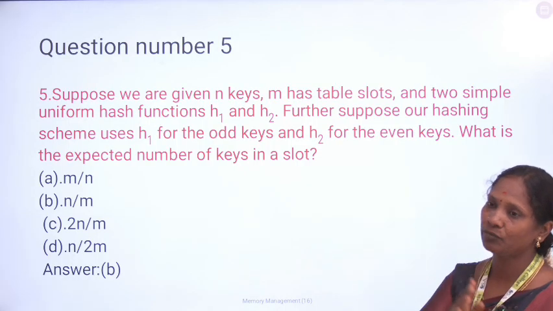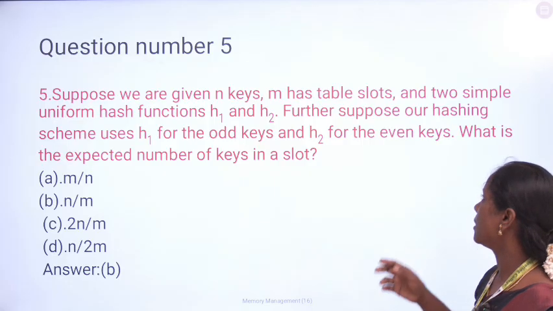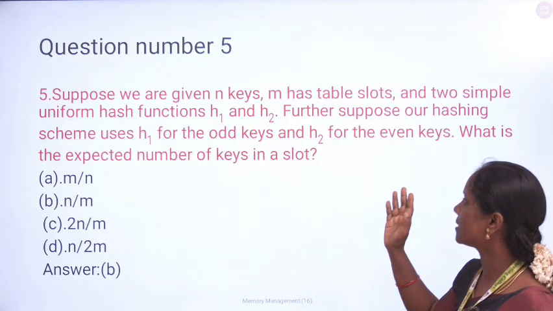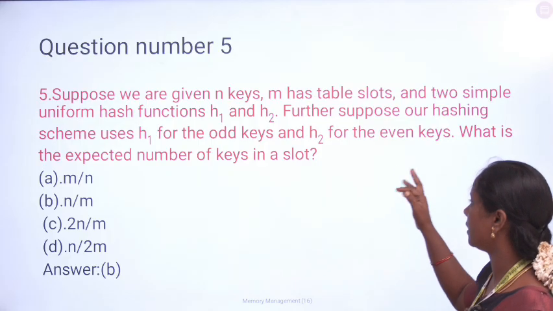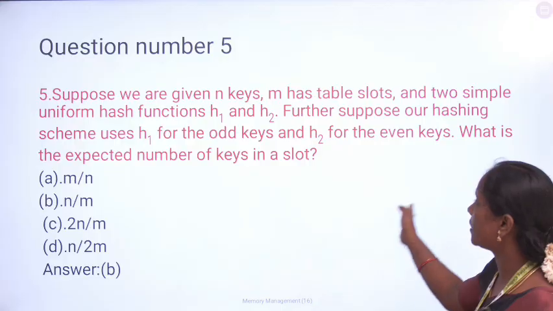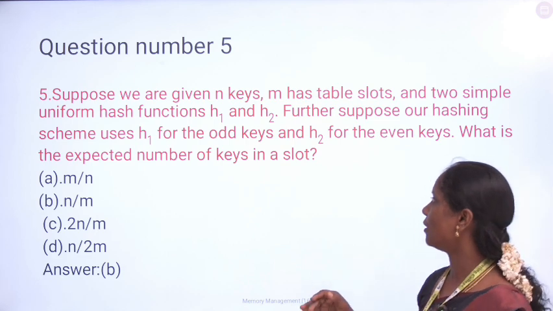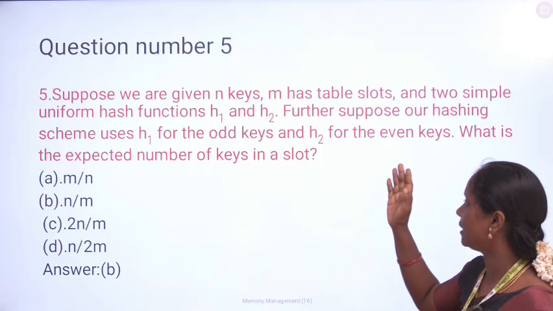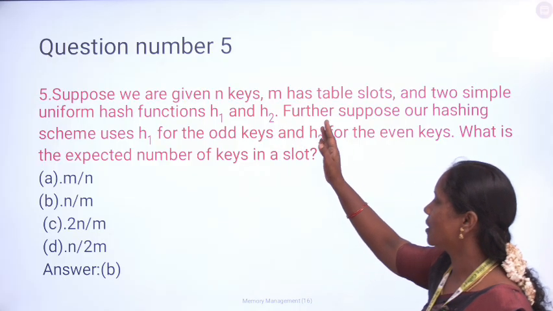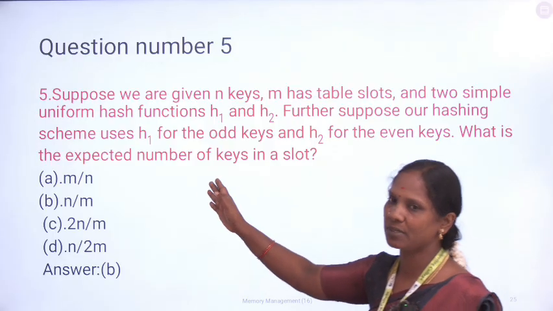A hash function converts any block of any size into a fixed size block. Further, suppose our hashing scheme uses h1 for the odd keys and h2 for the even keys, for linear search in a hash table. What is the expected number of keys in a slot? The expected number per slot is n by m, because the odd keys go to h1 and the even keys go to h2. So n by m is the correct answer.